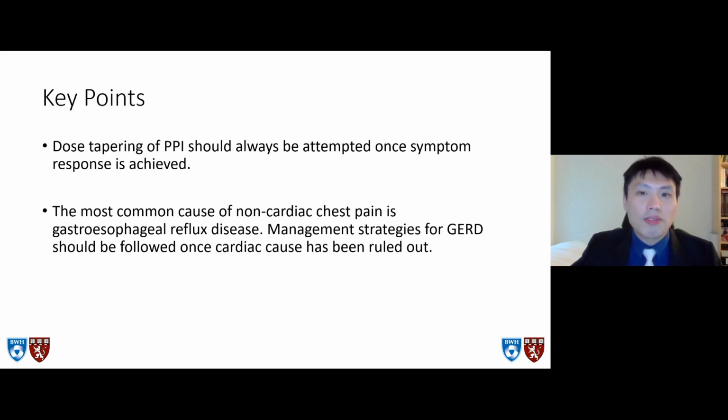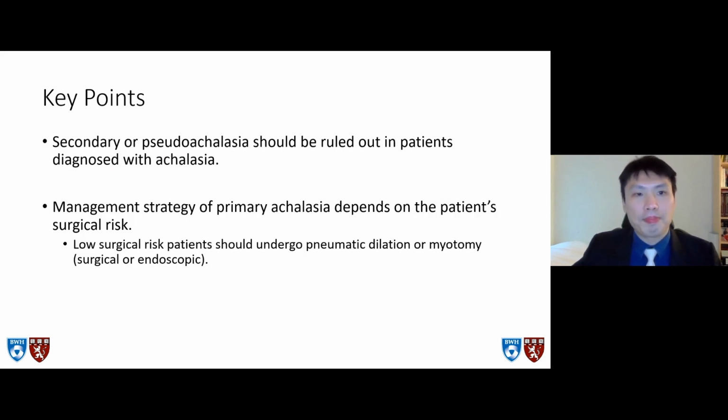The most common cause of non-cardiac chest pain is gastroesophageal reflux disease, followed by functional chest pain. Management strategies for GERD should be followed once cardiac causes have been ruled out. In terms of achalasia, secondary or pseudoachalasia should be ruled out in patients diagnosed with achalasia, especially in older patients who have rapid onset of symptoms and rapid deterioration. Management strategy of primary achalasia should depend on the patient's surgical risk, with the lower surgical risk patients undergoing definitive therapies like pneumatic dilation or myotomy.